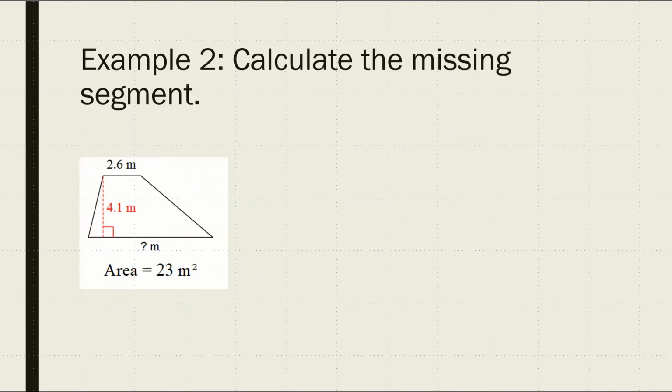So suppose you were asked to do something like this. Here you're asked to calculate the missing segment, which is this base right here, knowing that the area is 23. So what are we going to do? Well, once again, we're going to use our formula for the area of a trapezoid. That's base 1 plus base 2 divided by 2 times the height. Plug in all the information that we know, and then use algebra in order to solve for one of the bases. That's the strategy. So here, this 2.6 will be your base 1. We don't know what this distance is, so it's just going to be base 2, and we're going to leave that as a variable. The height is 4.1, and the area is 23.